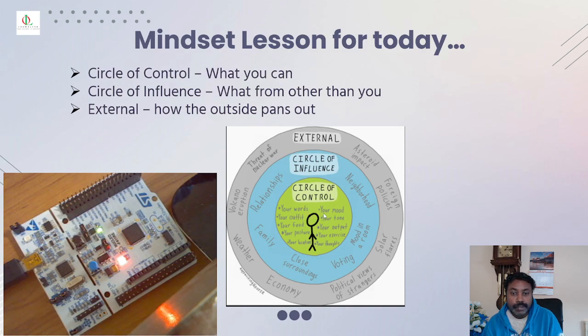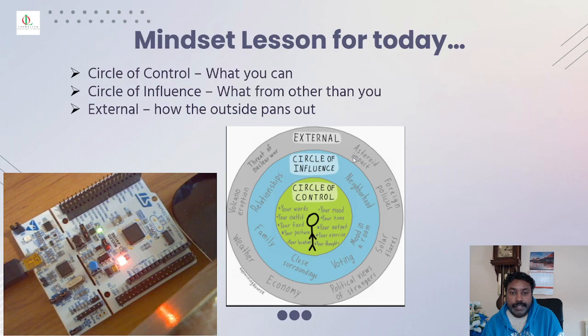So once you are good with your own circle of control, then the circle of influence will link to you in a positive way, that is your relationships with your wife, with your parents, with your family, and the close surroundings, your neighbors. So once that is all linked, then the external, which you have no control of, when you get these two right, then the external will be linking to you generally, and then it pans out in a positive way. So these three are the circles that I would like to bring to you.